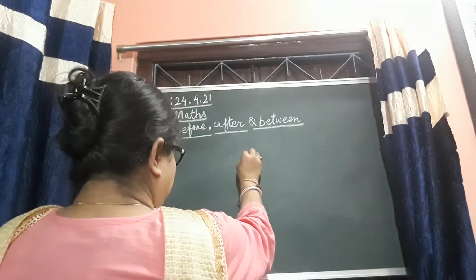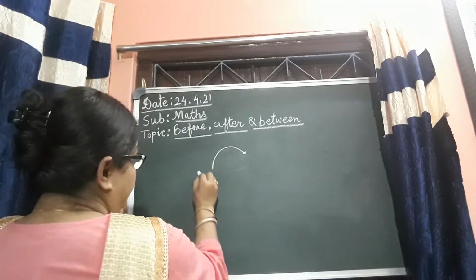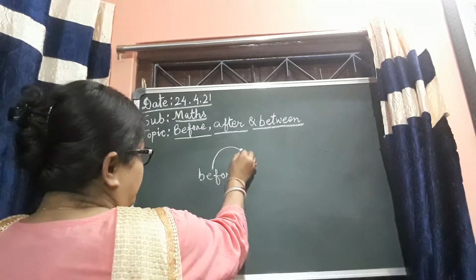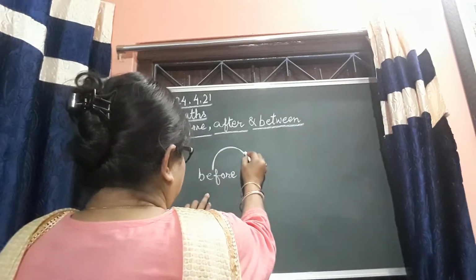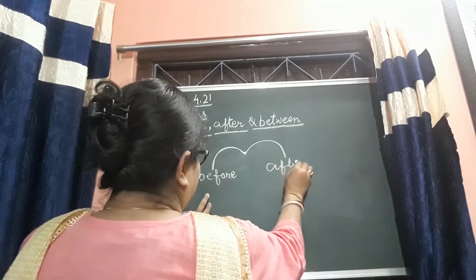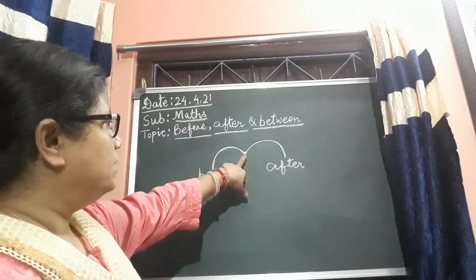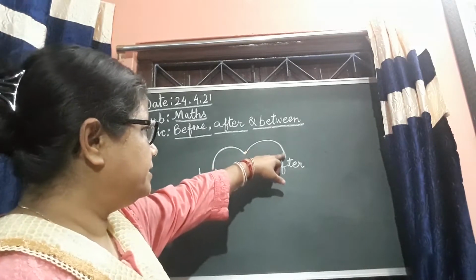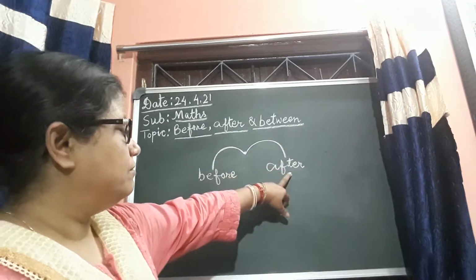Left side of the dot is before. Children, remember it, left side of the dot is before. Okay, and the right side of the dot is after. Again I am telling, left side of the dot is before and right side of the dot is after.